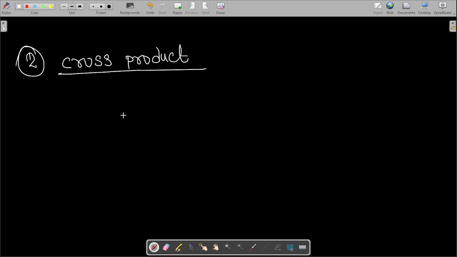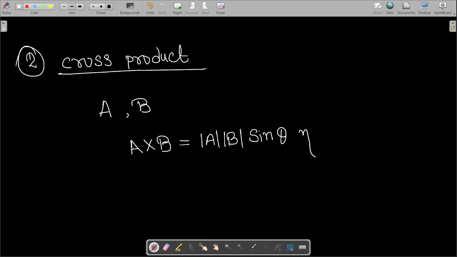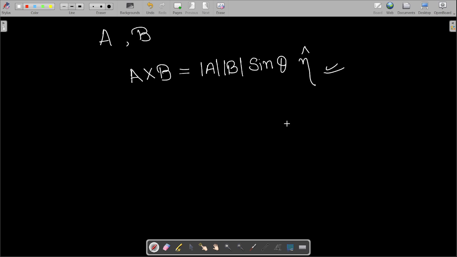So in cross product the method is something different from the previous one. Here suppose we have two vectors, vector a and vector b, then the cross product would be, we will write like that, a cross b is equal to mod a mod b sin theta into eta cap. Now you will ask what is eta cap. So now see, eta cap is nothing but a unit vector perpendicular to both the vectors, vector a and vector b.